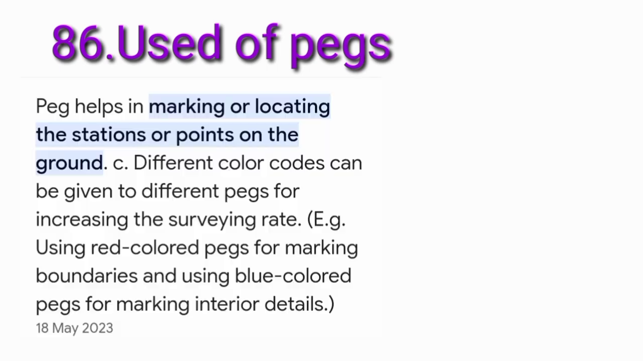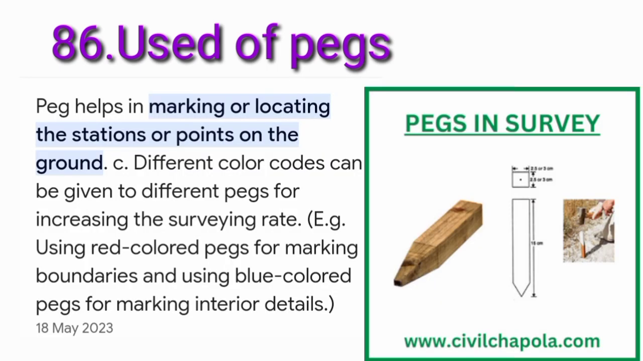The use of pegs. A peg helps in marking or locating the station or point on the ground. Different color codes can be given to different pegs to increase surveying speed. For example, using a red colored peg for marking boundaries.